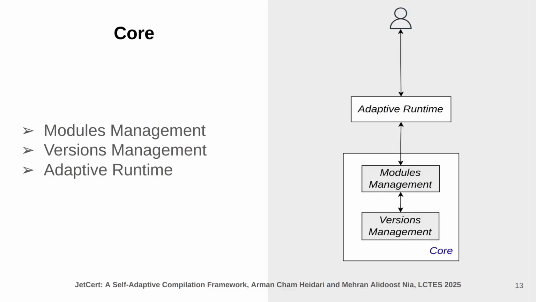The core is the central part of JetCert that is responsible for managing and maintaining the modules structure. The core consists of two components named modules management and versions management. The modules management stores the state of each module and runs the version of each module in the current period.